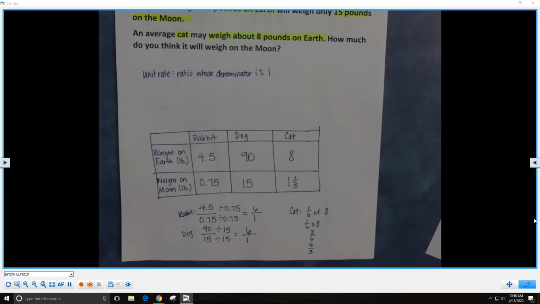Great job. We can say that since the unit rates for the weights of the dog and the rabbit are the same, they have a proportional relationship. What does that mean? Well, that's what we are learning today.